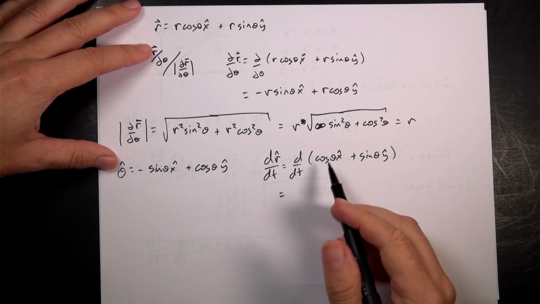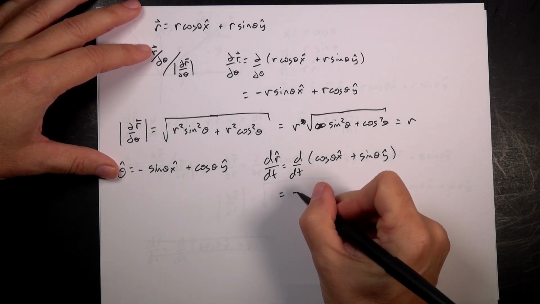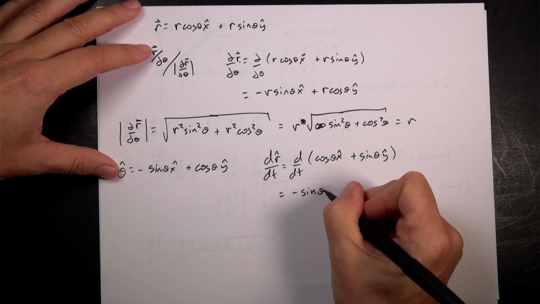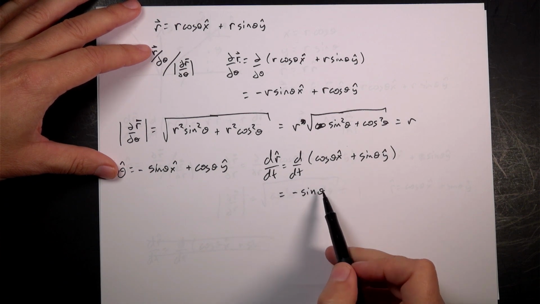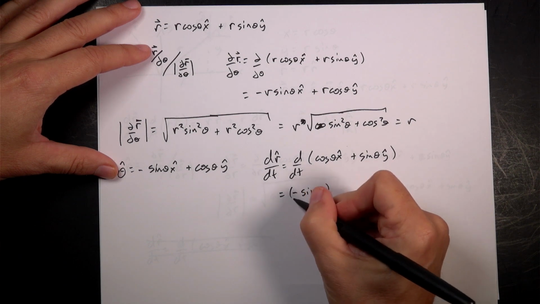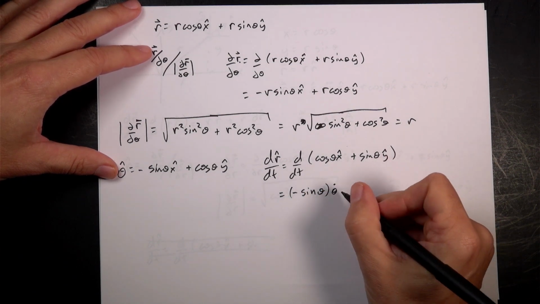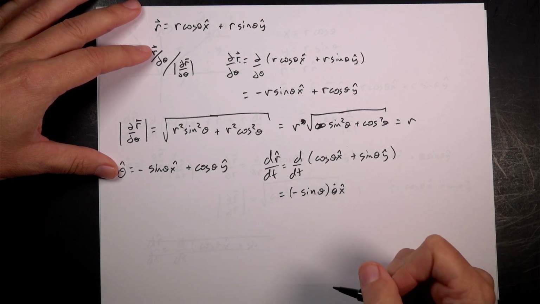So if I take the derivative, the derivative of cosine theta is negative sine theta. So I get negative sine theta. But I'm taking the derivative with respect to t, so I actually have to take the derivative of theta too. So I get theta dot, that's the derivative of theta with respect to t. And then I have x hat just there because it's a constant.